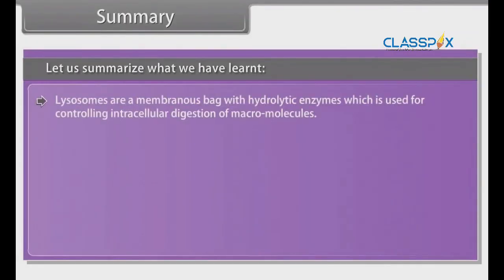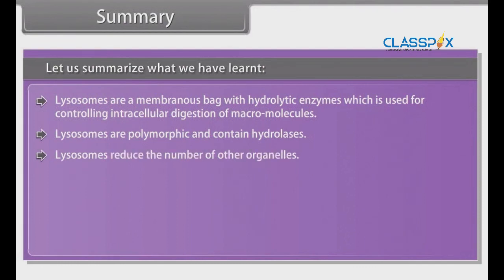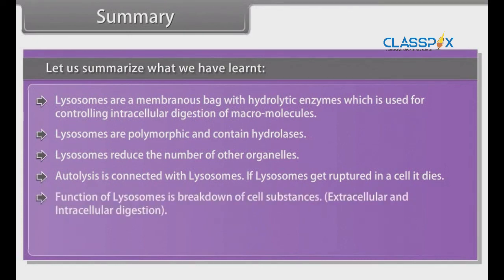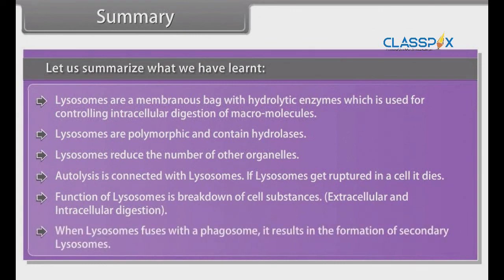Lysosomes are membranous bags with hydrolytic enzymes which are used for controlling intracellular digestion of macromolecules. Lysosomes are polymorphic and contain hydrolases. Lysosomes reduce the number of other organelles. Autolysis is connected with lysosomes. If lysosomes get ruptured in a cell, it dies. The function of lysosomes is breakdown of cell substances. When a lysosome fuses with a phagosome, it results in the formation of secondary lysosomes.